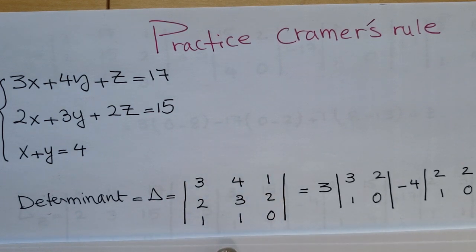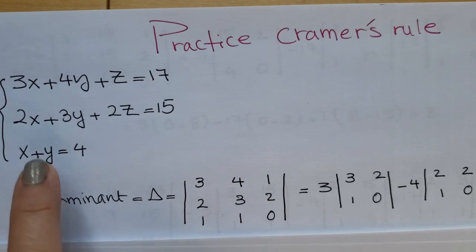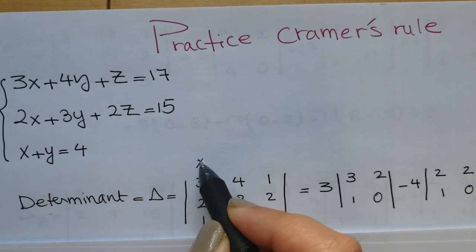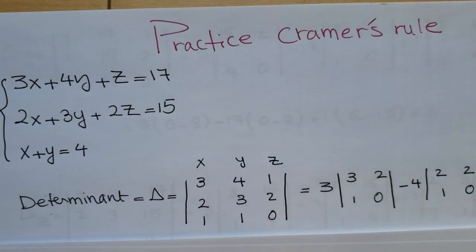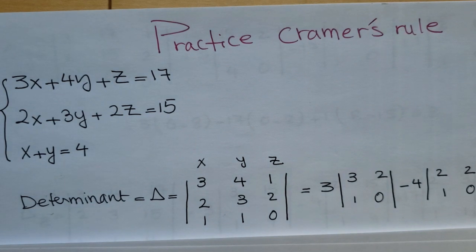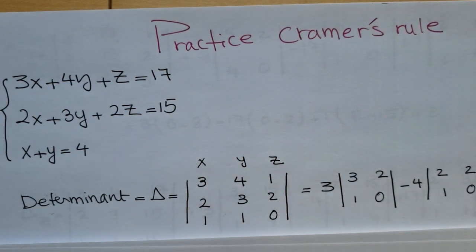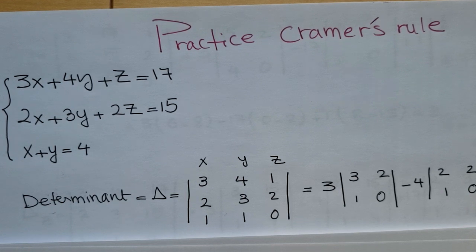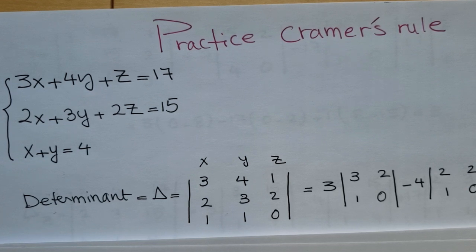In this 3x3 determinant, we just put the coefficients of x in the first column, y in the second column, and z in the third column. So 3, 2, 1 are the coefficients of x, 4, 3, 1 are the coefficients of y, and 1, 2, and 0 are the coefficients of z. Then in the next step, we have to find the value of this 3x3 determinant.